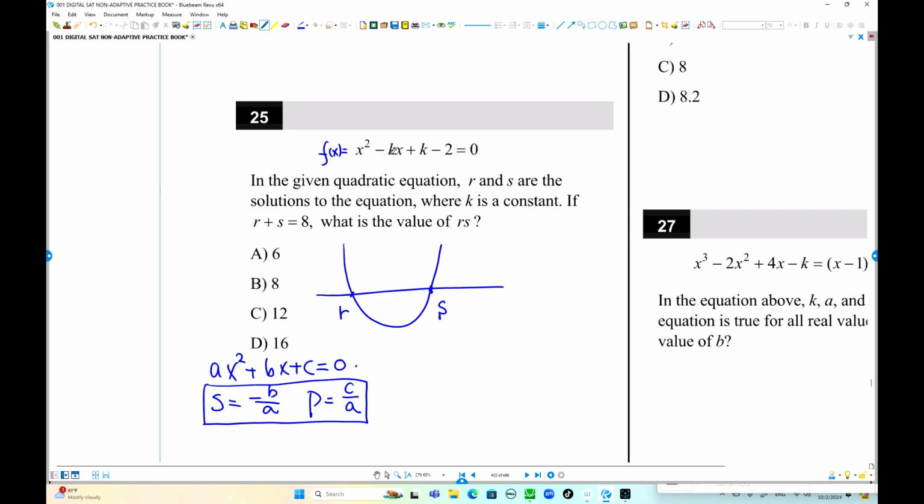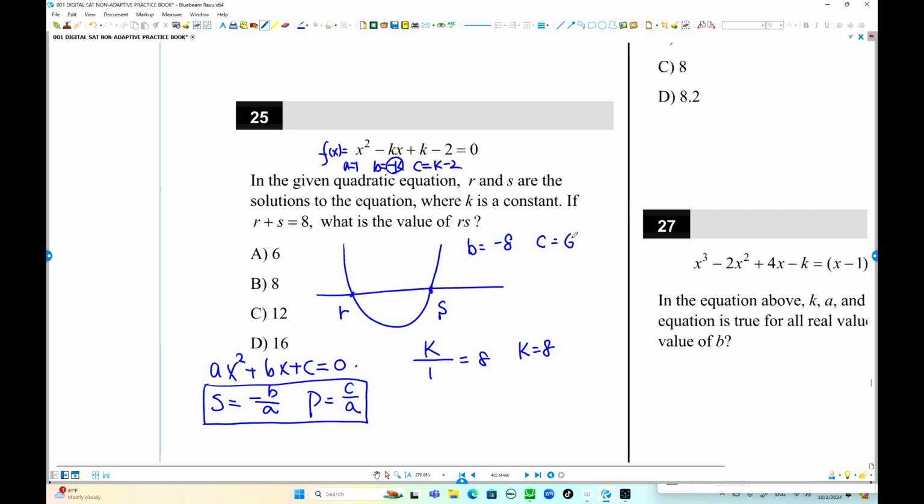What is the sum of the roots over here? Negative k over a, right? B equals negative k. A is 1, b is negative k, c is k minus 2. So negative b, positive k over 1, equals 8. The value of k is 8. Minus k, b equals how much? Negative 8. What about c? 8 minus 2 is what? 6.